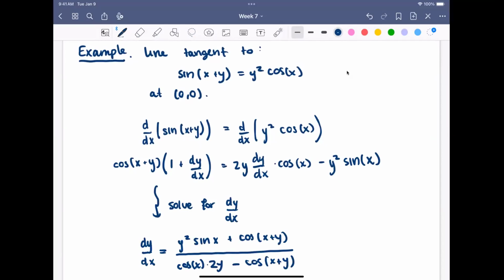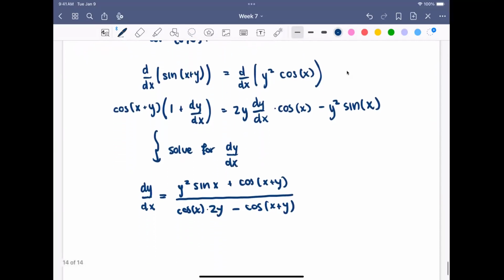Okay, is this also what you guys got? Hopefully I didn't make any errors when I did my notes. Okay, so then the tangent line at (0, 0).